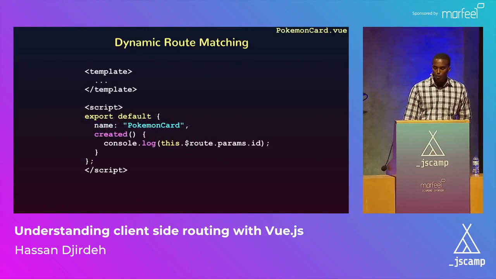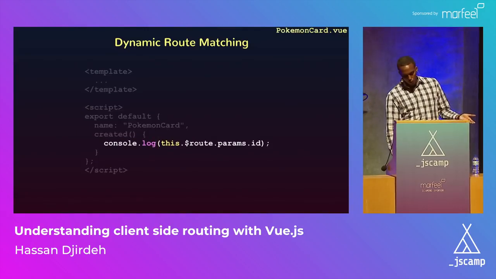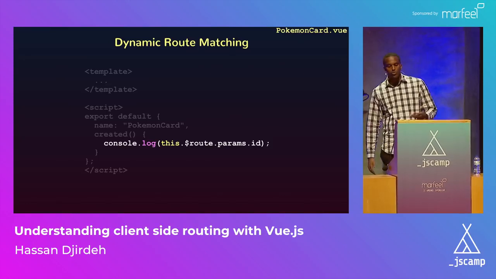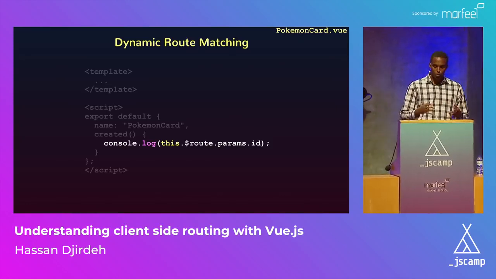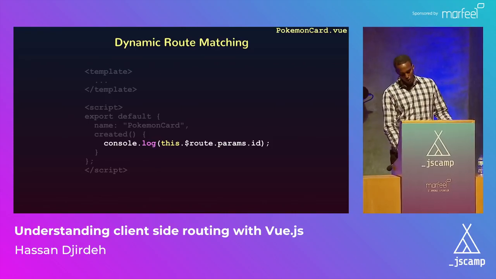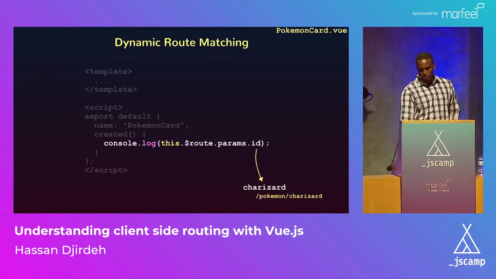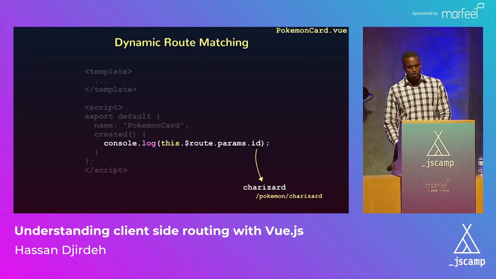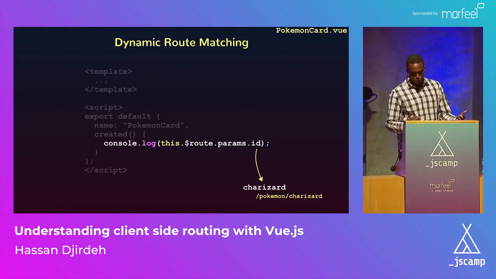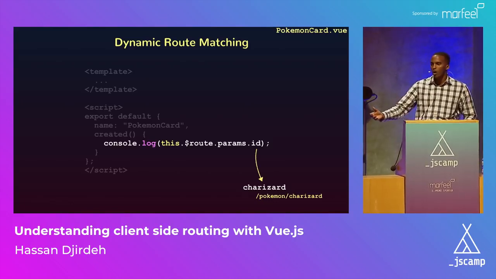Now, why is this useful? Because in the Pokemon card components, if we place a console log somewhere, we can actually access that ID param. We can access it with this.route, which gives us the actual route, and the params object of it, which is the actual parameters of that route. So if we access the route that said /Pokemon/Charizard, this console log message will give us Charizard. And now there's many things we can do, right? We can use this parameter to make an asynchronous call, etc.